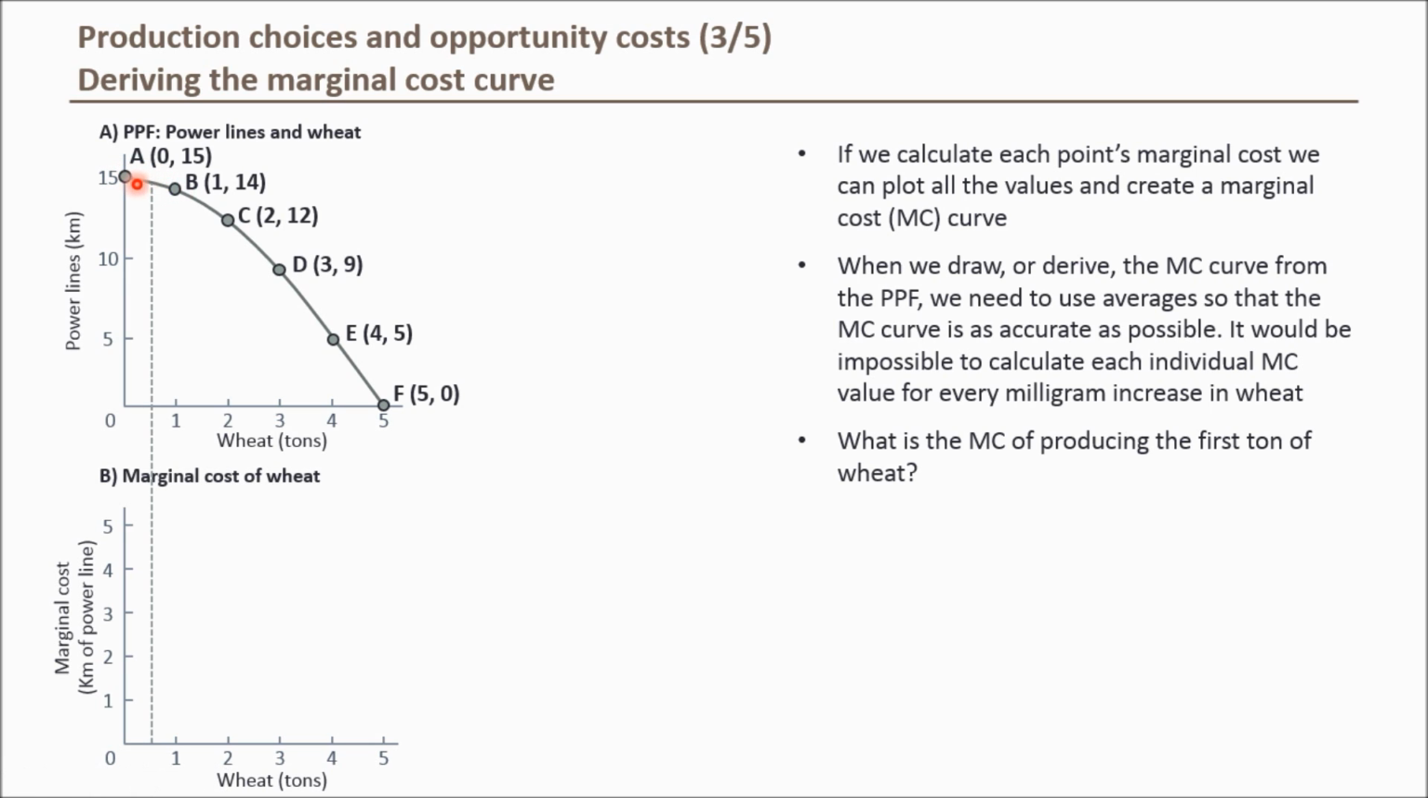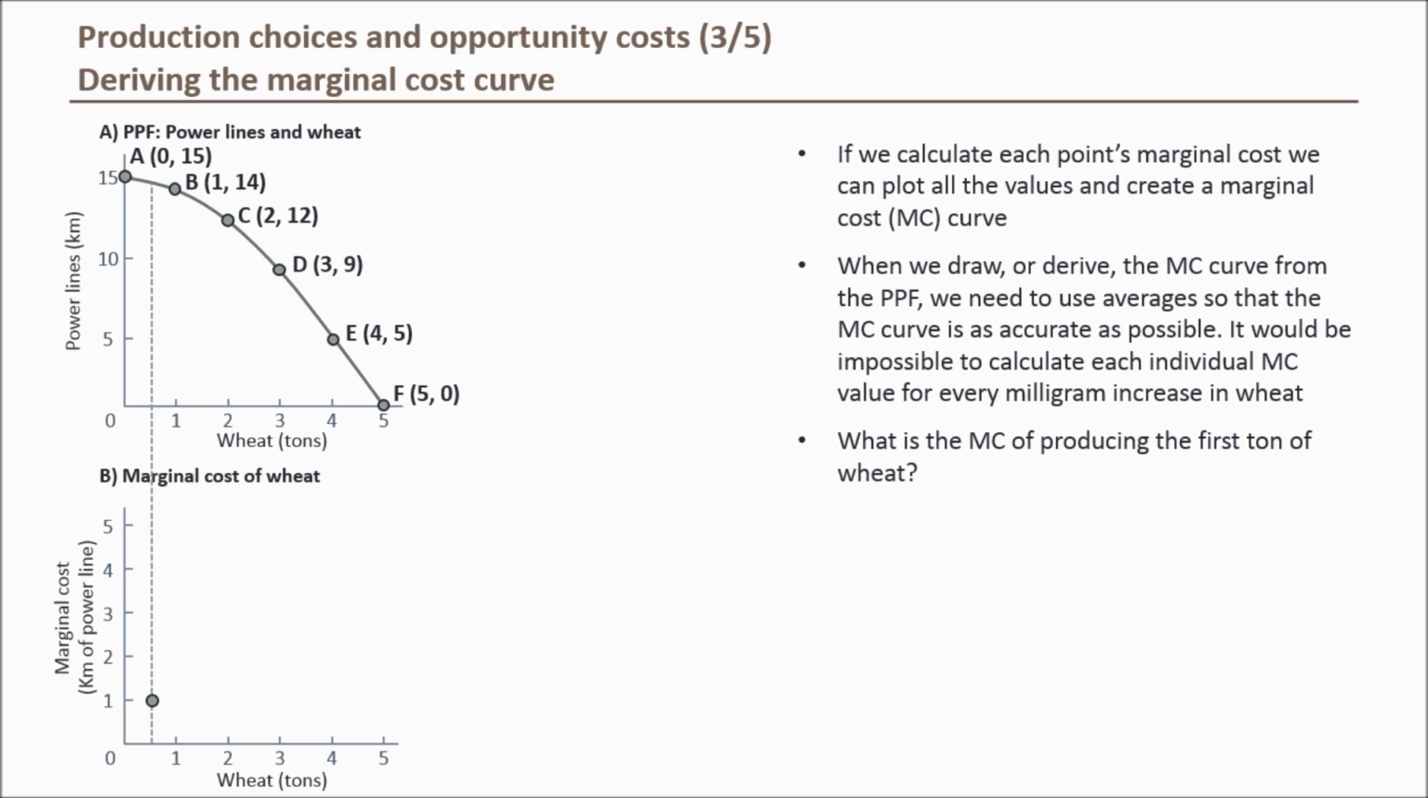Looking at point A and B, we know that in order to produce the first ton of wheat, we eventually have to forego or give up the production of 1 kilometer of power lines. So between point A and point B on the PPF, we have to give up an average of 1 kilometer of power lines, or put differently, the average slope between point A and point B is 1. So on the marginal cost graph, we plot a 1 between 0 and 1 tons of wheat. Remember, we're using averages, so don't place a 1 above the 1 ton of wheat.